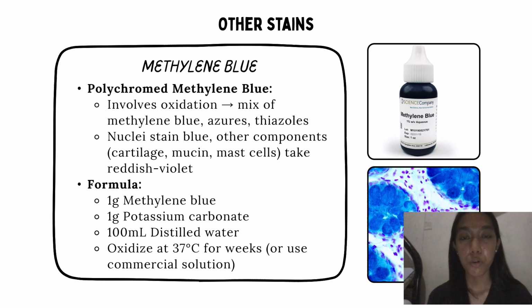Under it is the polychrome methylene blue that is produced through the oxidation of methylene blue, resulting in a mixture of azures and violets, which enhances its staining capabilities. This stain colors nuclei blue, while other components such as cartilage, mucin, and mast cell granules appear reddish-violet. It is prepared by dissolving 1 gram of methylene blue and 1 gram of potassium carbonate in 100 ml of distilled water, then allowing the solution to oxidize at 37 degrees Celsius for several weeks. Commercial preparations are also available for this polychrome methylene blue.